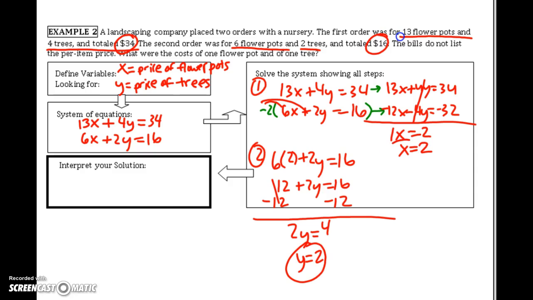So remember, I'm not done there. I have to interpret my solution. So the price of flower pots is X. So I have $2 for flower pots, and $2 for trees.